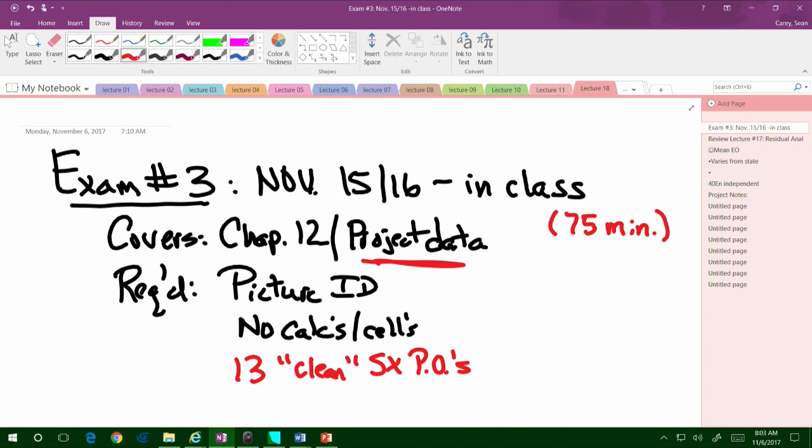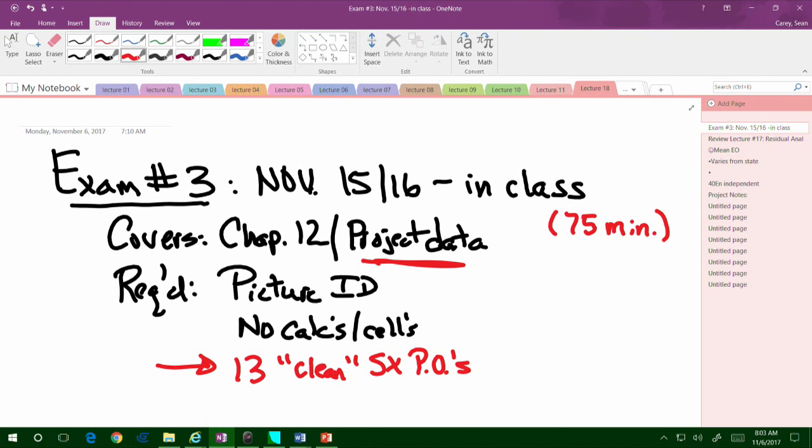Just like in the previous exams, bring in your picture ID. You won't be permitted any calculators or cell phones turned on during the test. And like the second exam, you're going to be bringing in printouts with you. These are the 13 printouts that you'll need to generate. They're clean again, which means no highlighting, no writing, no marking on them, other than your name, section. You can number them, of course.